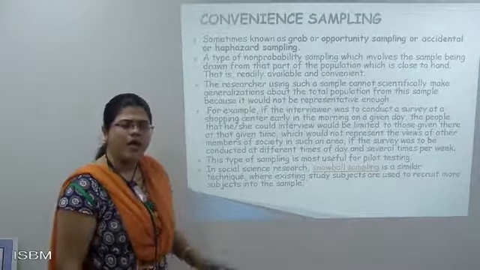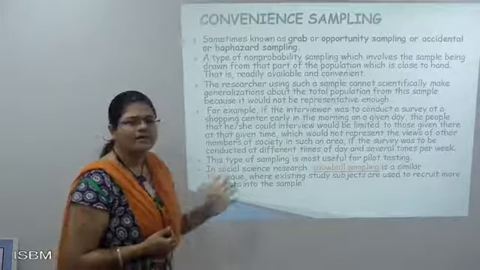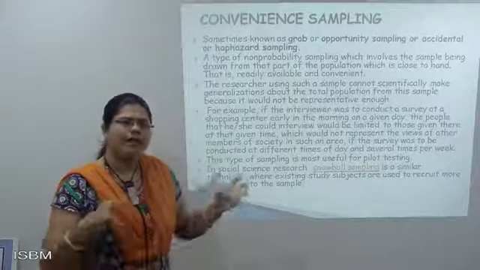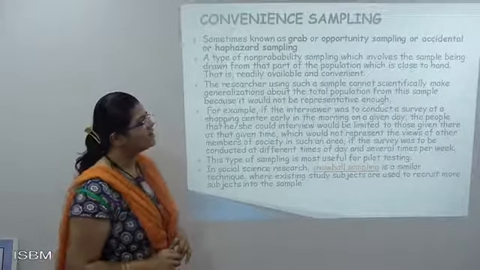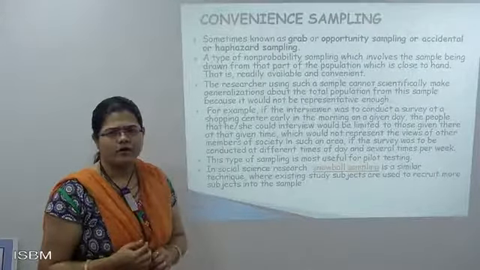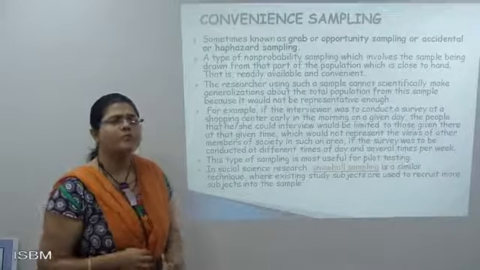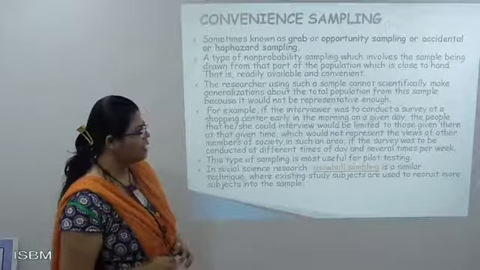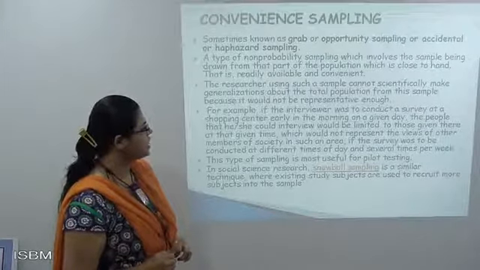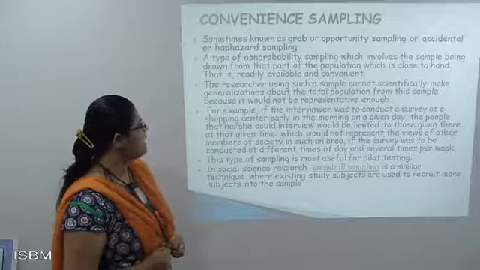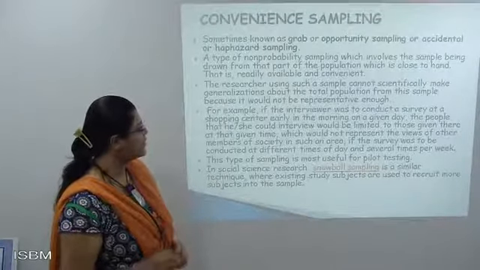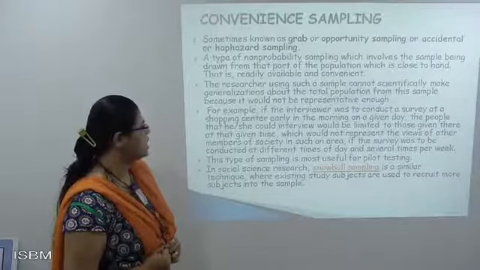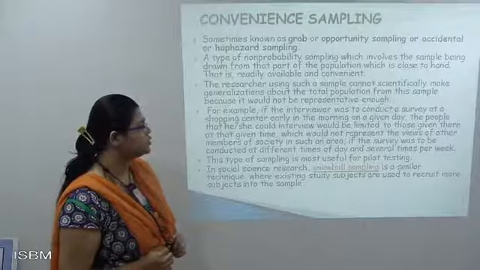This is just one type where you get information in a convenient way of sampling, but researchers often do not use it, because sometimes the information is up and down and you are not getting accurate information. That is why it cannot make a representative sample. For example, if the interviewer were to conduct a survey at a shopping center early in the morning on a given date, the people she could interview would be limited to those there at that given time, which would not represent the views of other members of society in the area. If the survey was conducted at different times of the day and several times per week, it would be better. This type of sample is most useful for pilot testing.